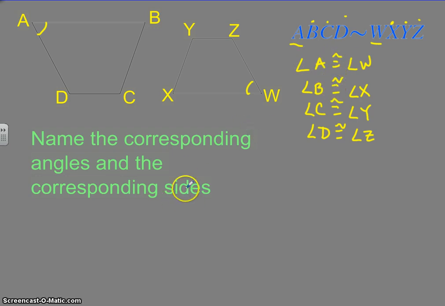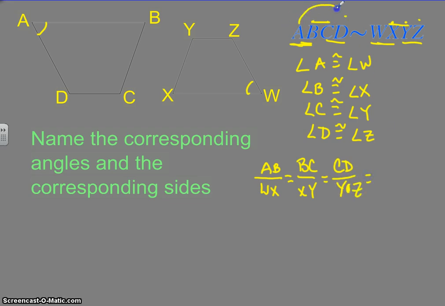Now let's name the corresponding sides. Well, we can look at here. This statement, AB corresponds to WX. And I can write a ratio out of that. We're going to go ahead and do that. Okay, that also equals BC corresponds to XY. That's going to equal this. CD corresponds to YZ. That's supposed to be a Z. And then AD corresponds to WZ.